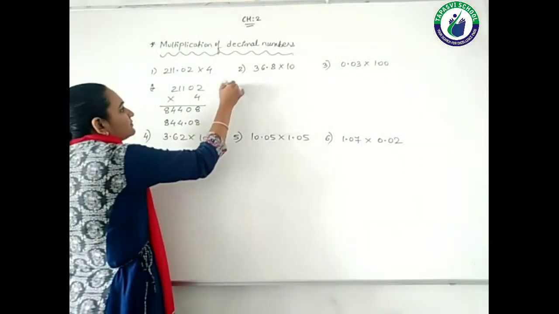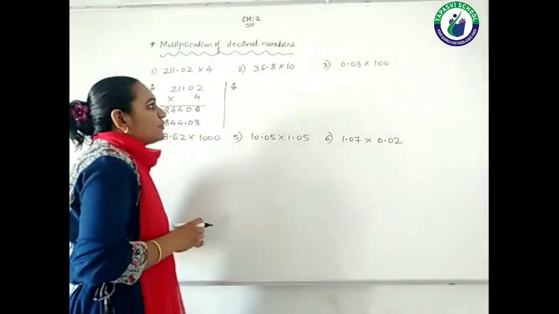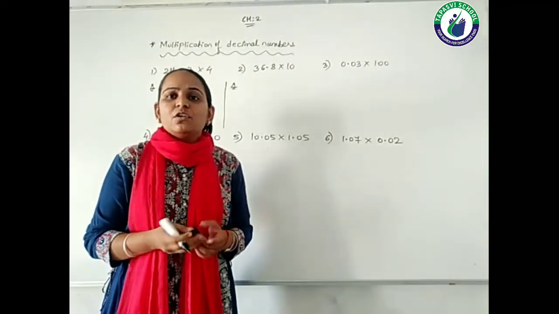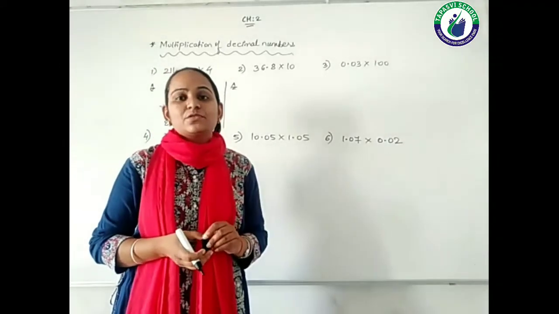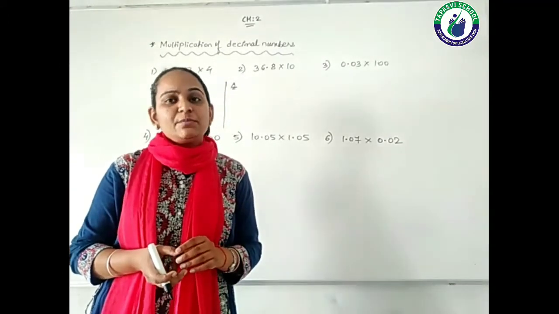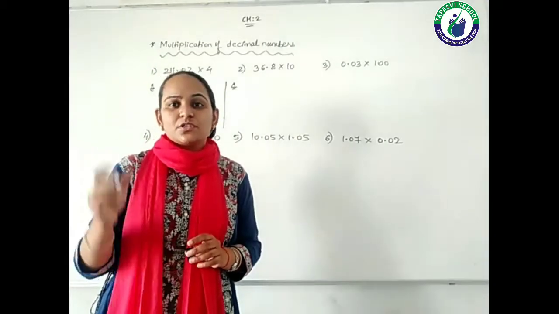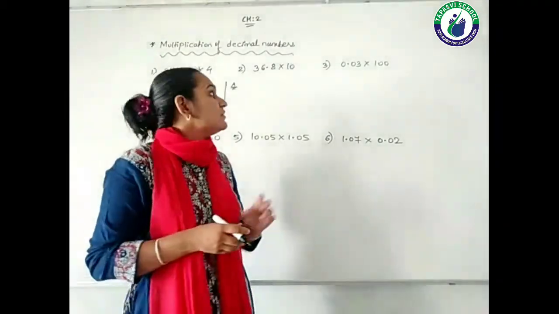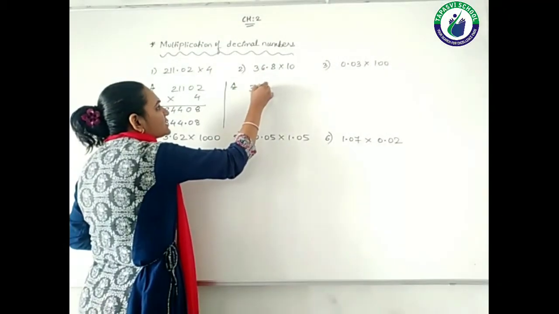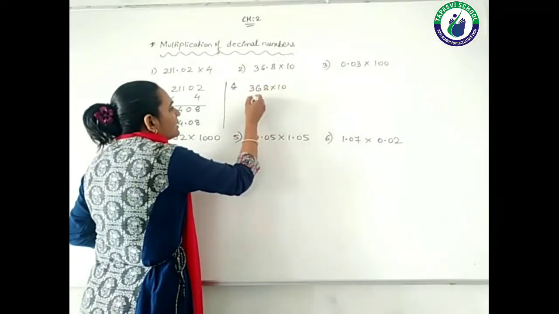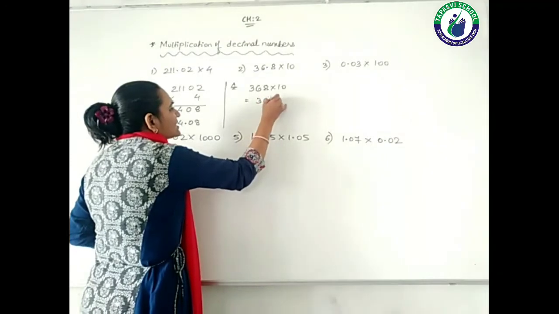This question, 36.8 multiplied by 10. You all know the quick maths rule. For example, if I say 5 multiplied by 10, so you can say 50. If I say 100 multiplied by 10, so you can say 1000. Just put the number of zeros, right? So here also it's very simple. Still, if you want to do, then you can do it. So 368 multiplied by 10 is equal to 3680.